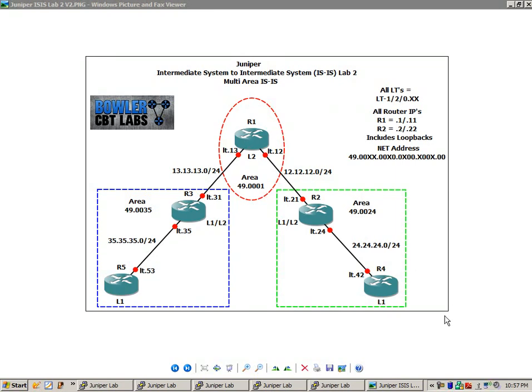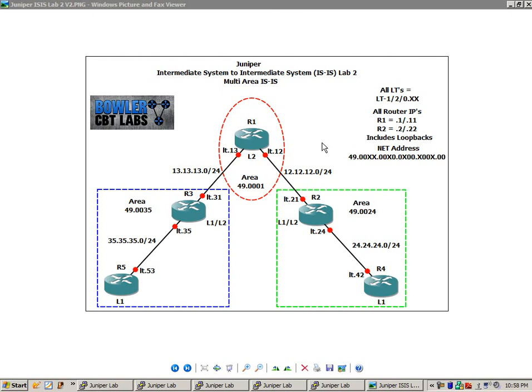We have 5 routers in this network: R1, R2, R3, R4, and R5. Router 1 is going to be strictly in area 49.0001. Router 2 and Router 4 are going to be in area 49.0024. And then Router 3 and Router 5 are going to be in area 49.0035. Let me also explain the connections between the routers.